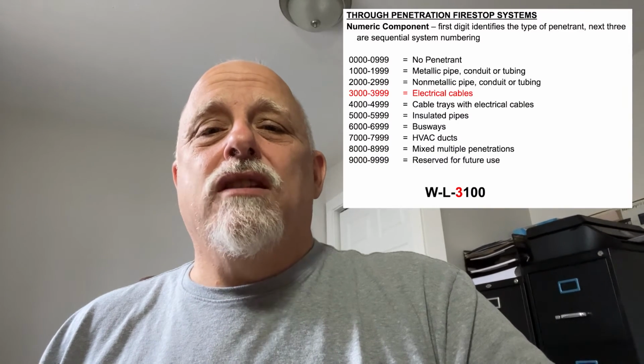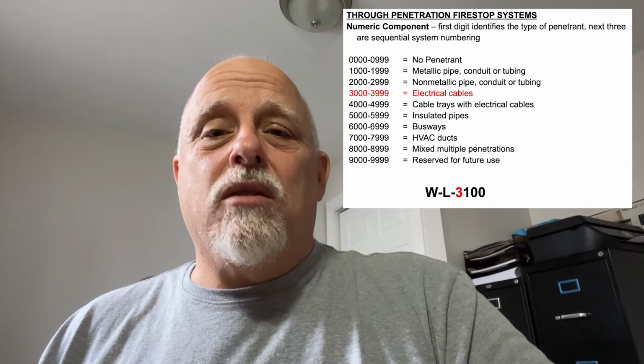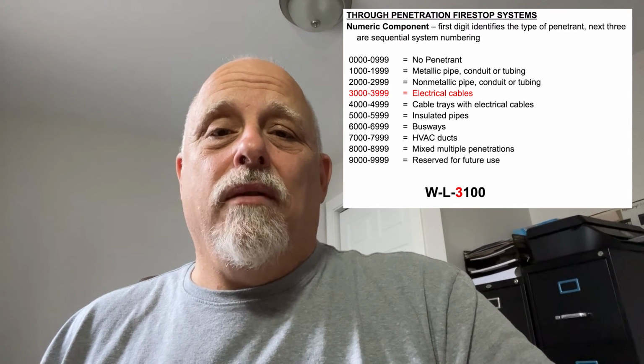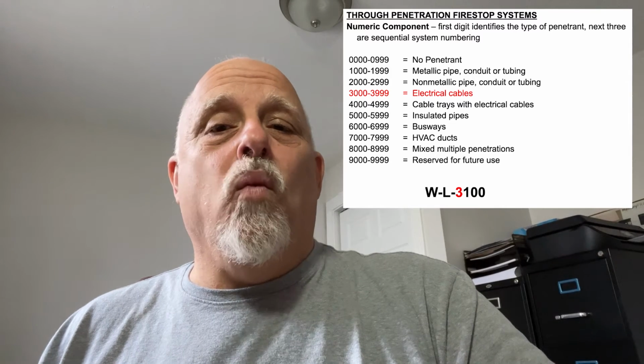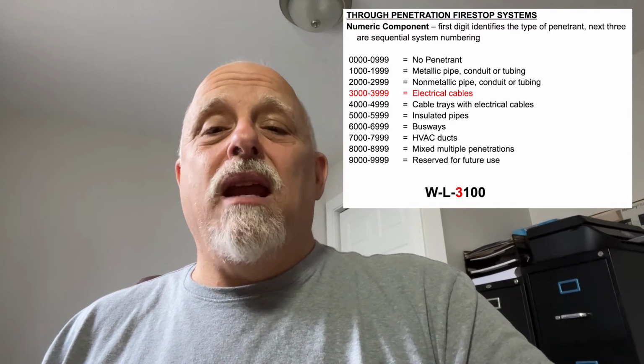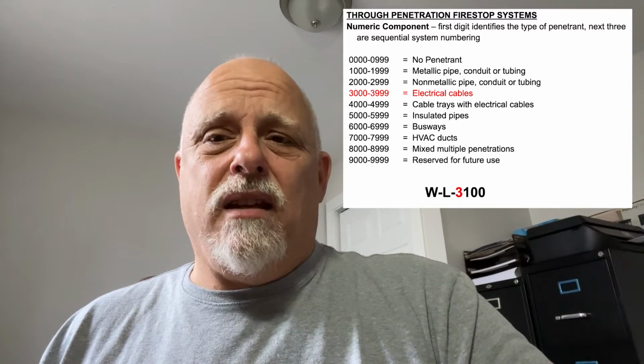Now comes the 4 numbers at the end of that WL3100. That first digit of that 4-digit number, the 3, tells us that that firestop system is for electrical cabling, right? If it had been a metal pipe or conduit, then that digit would have been a 1. And then the 3 remaining digits are just the unique identifier for that specific system.